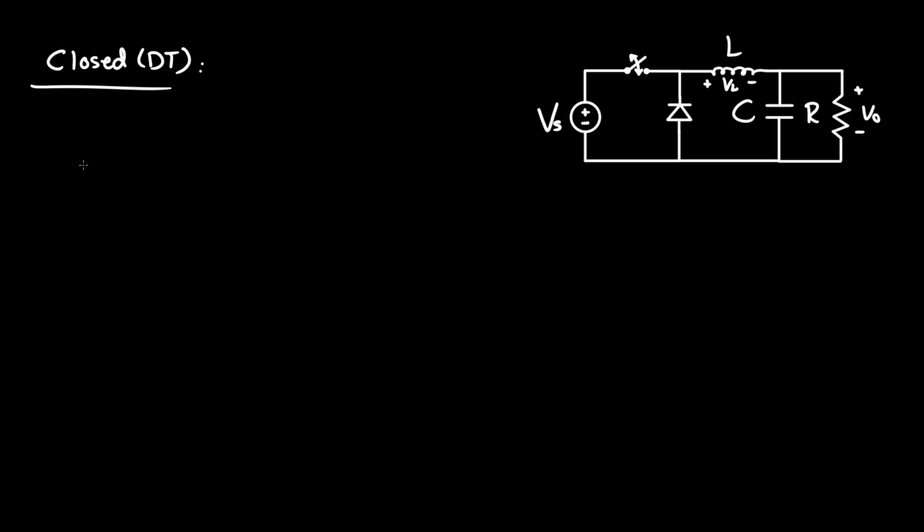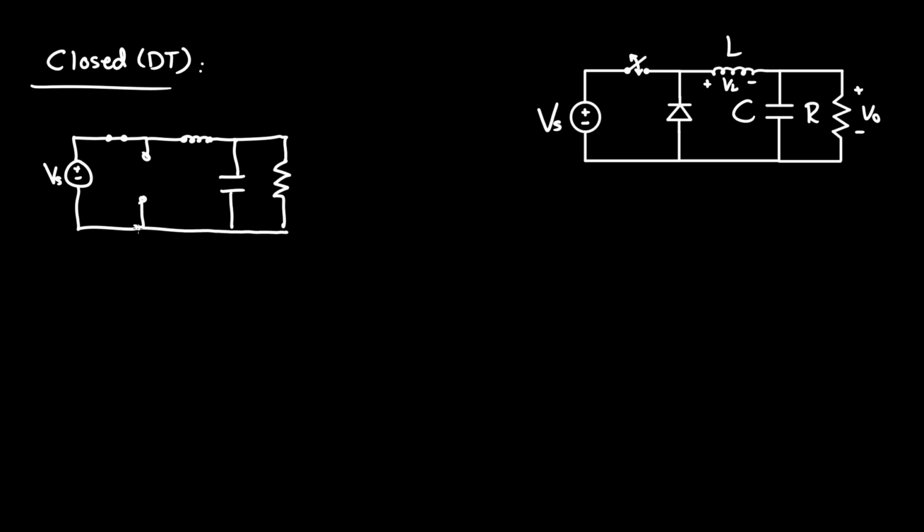So in the closed state, let's redraw this schematic really quick. We got our source voltage. Now the switch is closed, as can be seen here by the short. The diode is in reverse bias, so you can just leave that as open. And we're going to redraw the inductor along with the capacitor and output resistor. We'll call this VL again. And since these are in parallel, we can just call this VO.